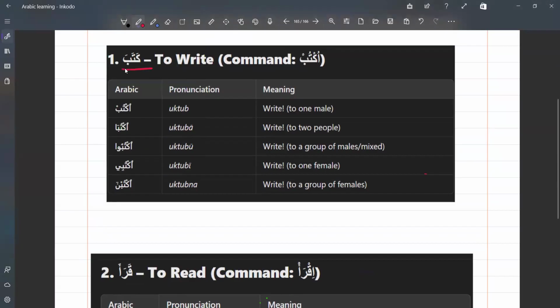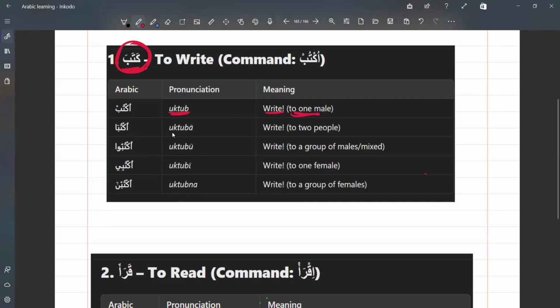For example, let's take the word kataba. Now, kataba means to write, right? So this verb is right now in the past tense. Kataba will become uktub. Uktub is the first variation of the command form. Uktub means write, and we are saying it to one male, right?